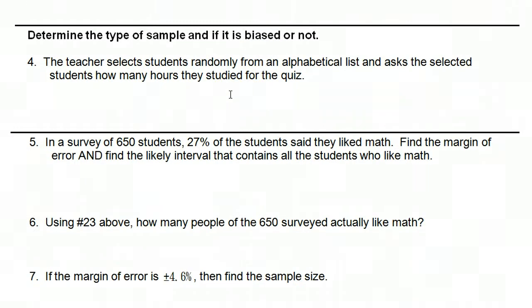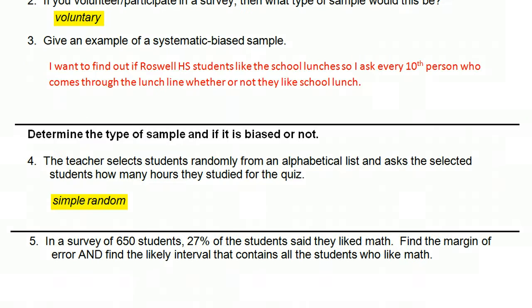So moving on, number 4. The teacher selects students randomly from an alphabetical list and asks the selected students how many hours they study for the quiz. Determine the type of sample and if it is biased or not. All right, from the information provided here, I've got to go with simple random.